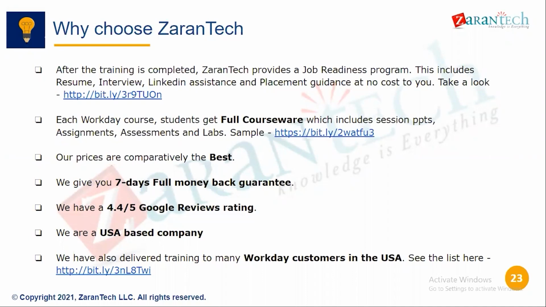Yeah, price wise, since you have already enrolled, I don't want to talk about the prices, because you have enrolled and you know the best price. We will give you a 7-day full money back guarantee. That is already there. 4.4 ratings on Google. We are a US based organization. And yes, a very important part.